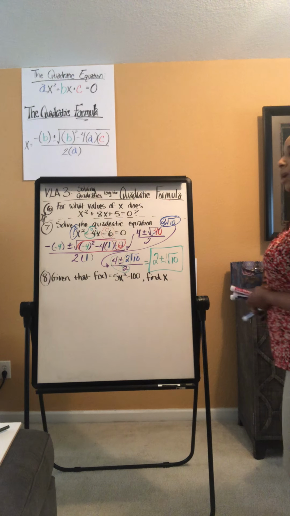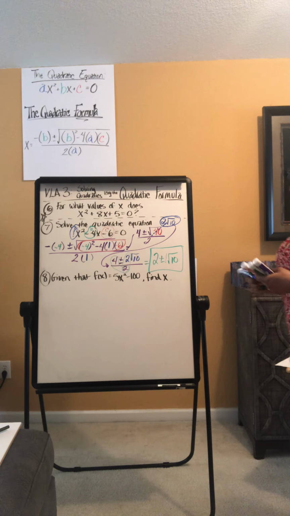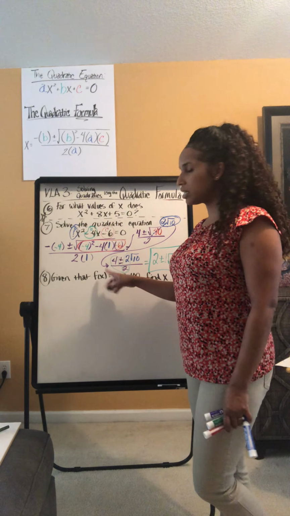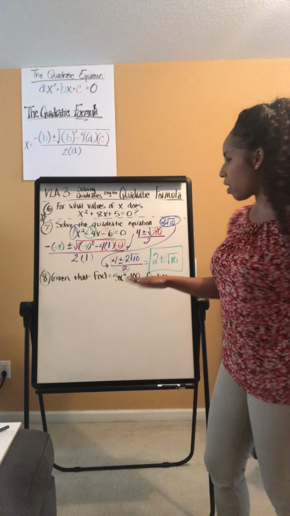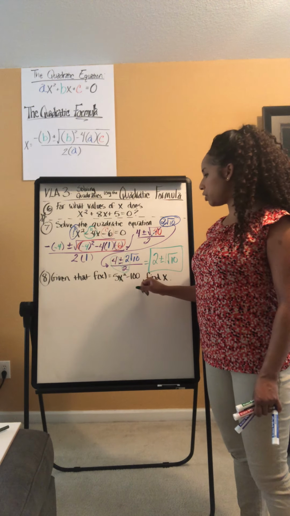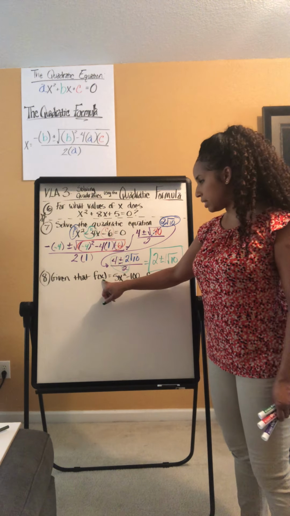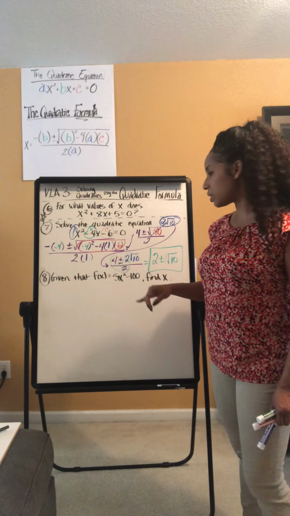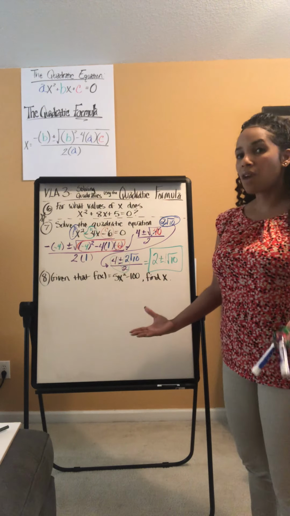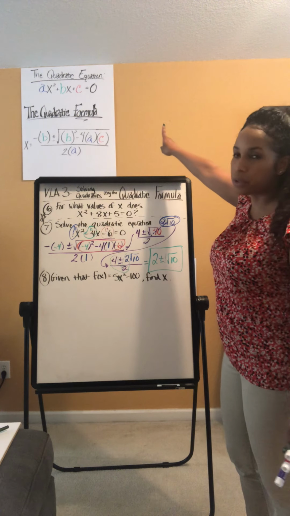All right. One more problem. Given that f of x, this is just function notation. It's the same thing as saying y equals, for our purposes right now, f of x equals 5x squared minus 100. This just means it's a function of x, meaning that x is the variable that I'm using. They want me to find x. If I've got to solve for x, I need it to equal 0.